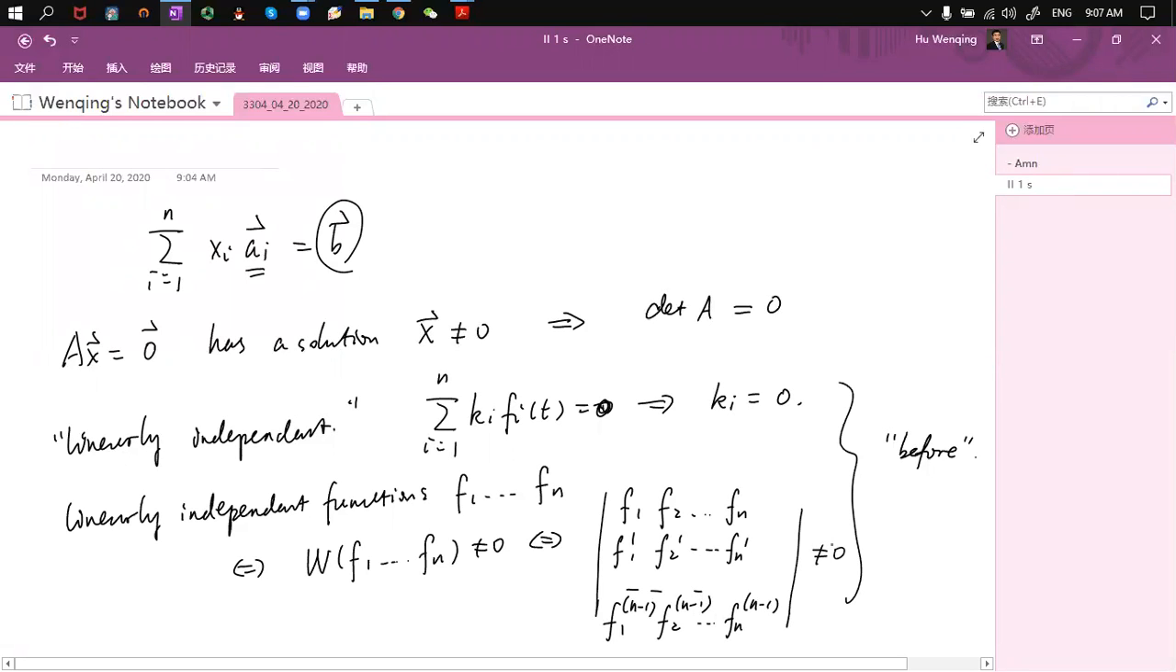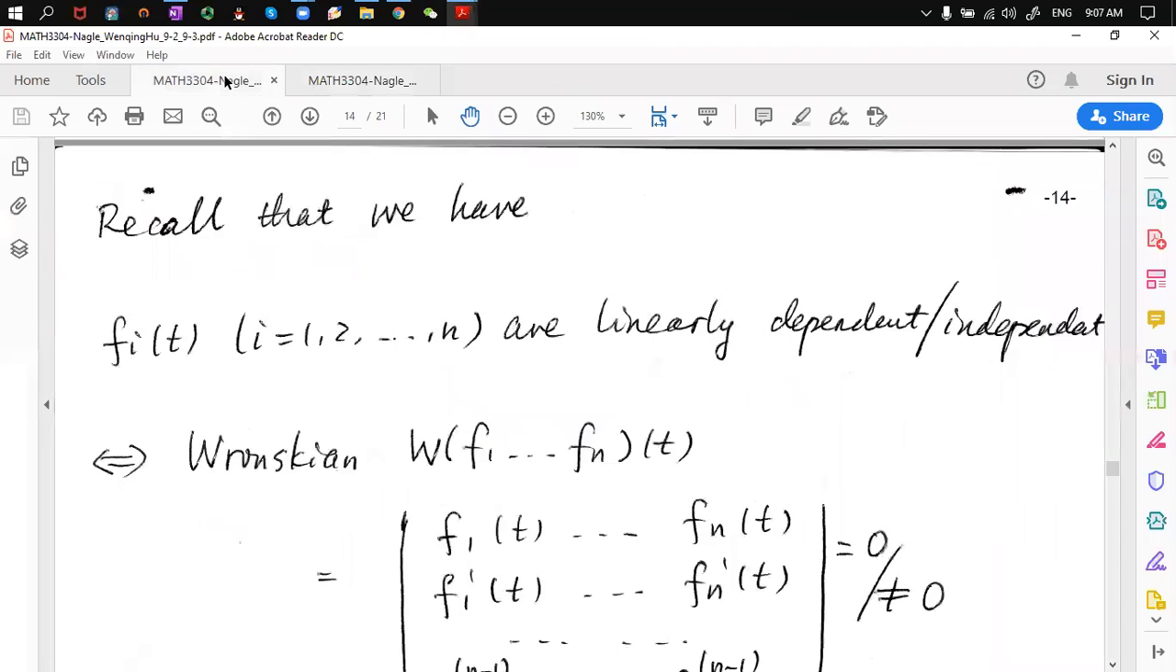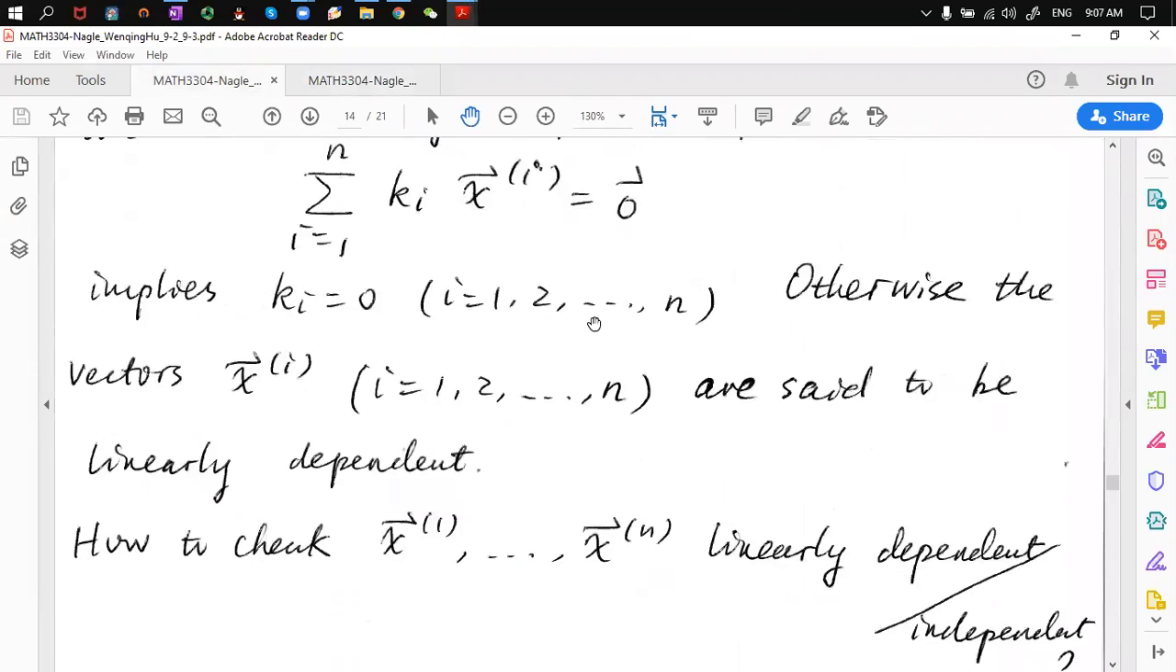Then we say it's linearly independent. And this is what we have learned in our previous lectures, right? So now what happens to vectors?